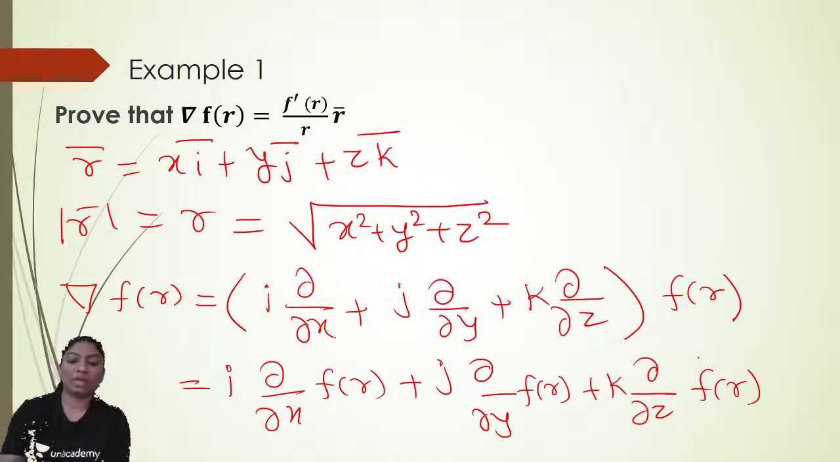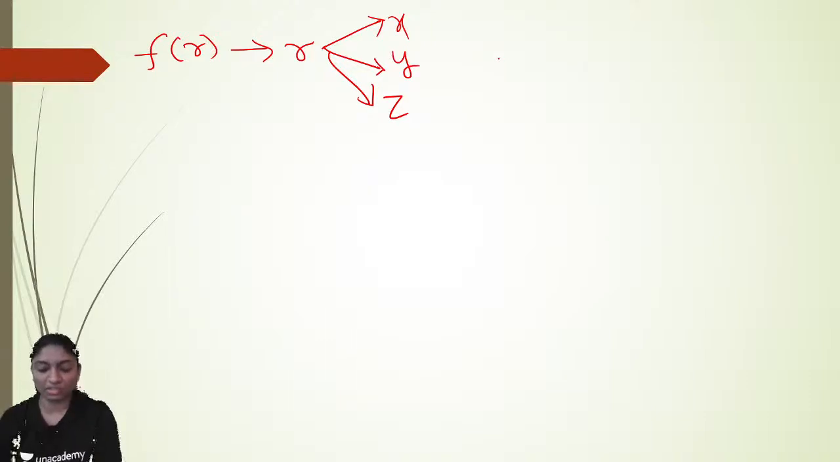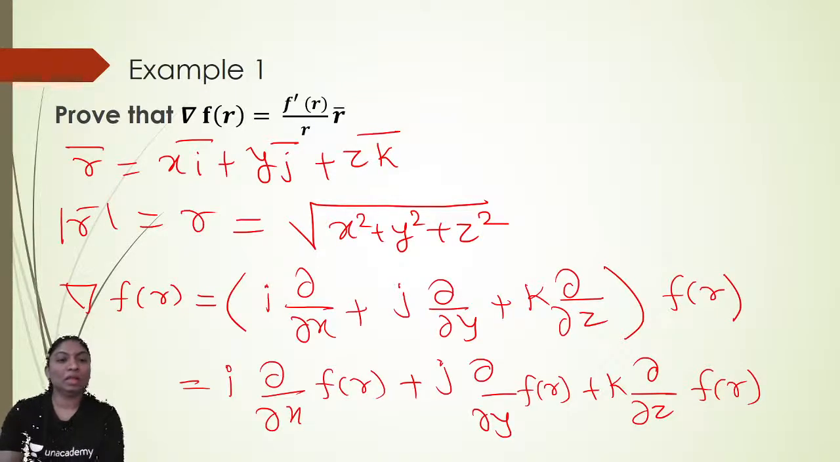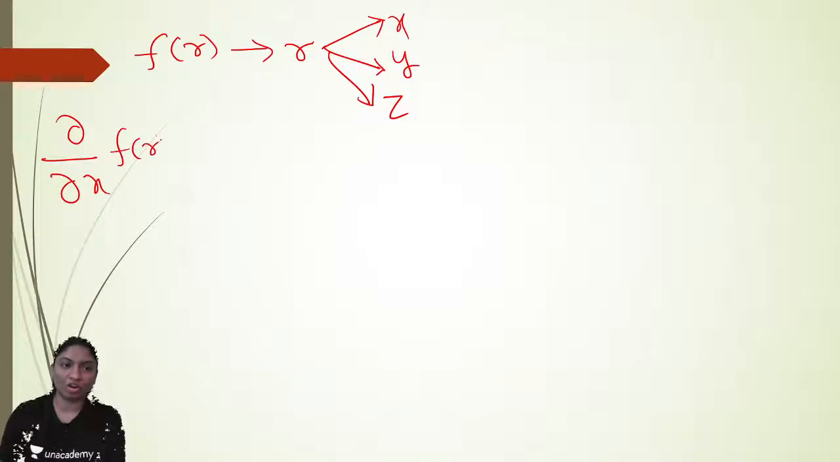Right? So f of r is a function of r. Now if you observe here, f of r is a function of r and r is a function of x, y, z. So to find out the derivative of f of r with respect to x, see how we will elaborate this. ∂/∂x of f of r.